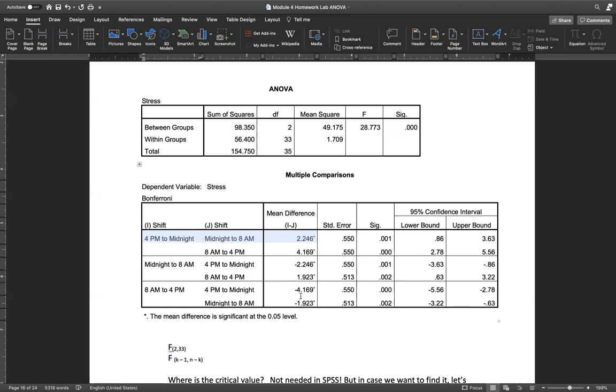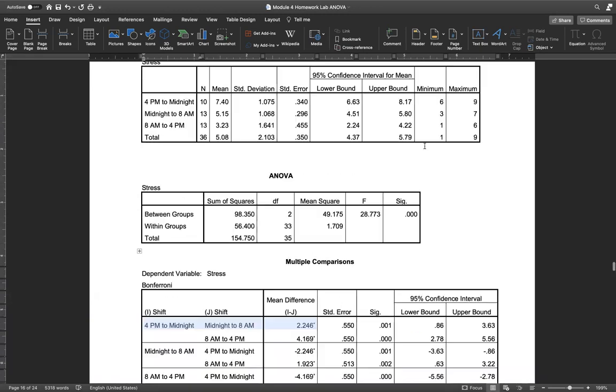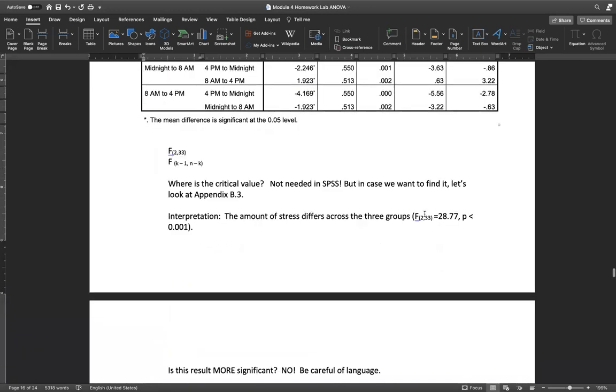So I can see, and you can see that these are just mirror images of each other here. All right, so I only have to report one version of them. And here's the significance levels for those. All right, so what's a critical value? It's not needed when we run in SPSS, but if we're interested, we can use the appendix in the back of the book and we can find that out. But we don't need to find the critical value if we're using SPSS because it has calculated the actual significance level for us. All right, we're not guessing.